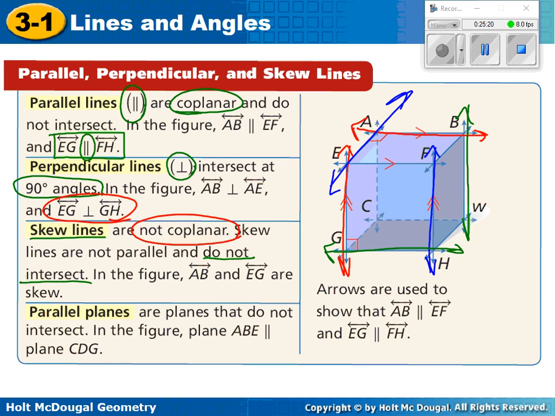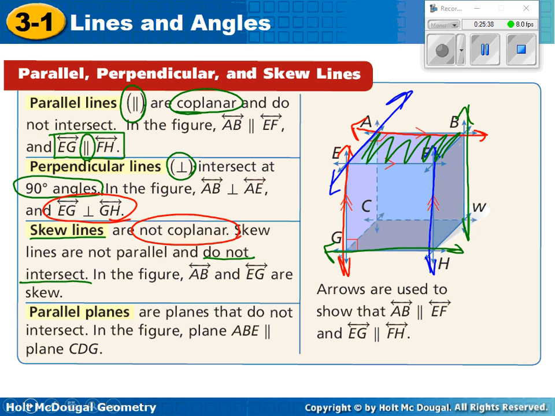There is a plane that connects A, E, F, and B. That's your top plane. So AE and BF would be parallel, not skew. AB and EF would be parallel, not skew. Okay. All right, parallel planes is basically what it says.